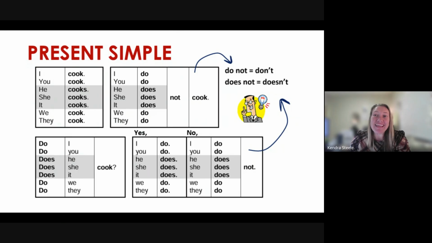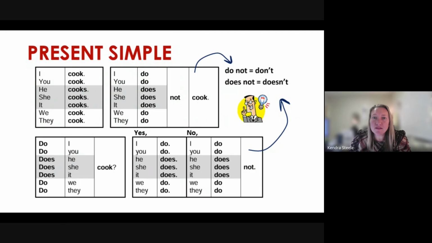If you want to negate that sentence and you want to say no, you do it with do or does. I do not cook. You do not cook. We do not cook. They do not cook. He, she, and it, we use does. He does not cook. She does not cook. It does not cook.